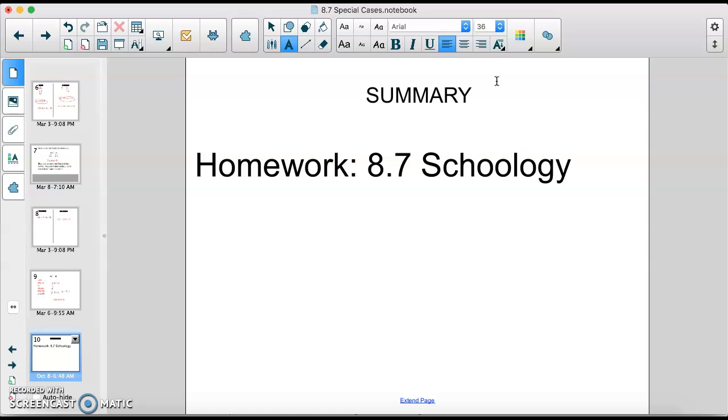Your homework is 8.7 on Schoology. For your summary, I would probably mention that if you see that the middle term is missing and it's subtraction, square root them both and have one parentheses be a plus and one parentheses be a minus. I should be back tomorrow, so we'll start reviewing for your test, which will be on Friday.